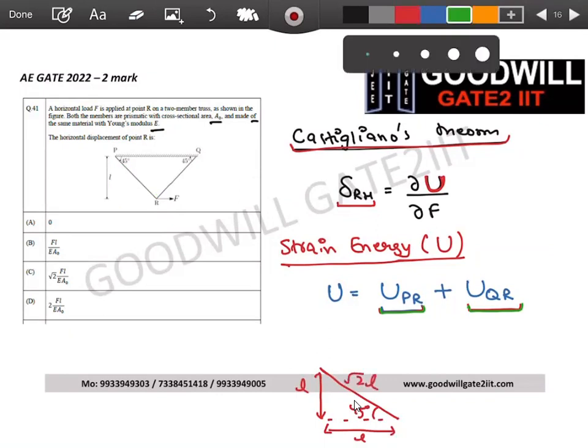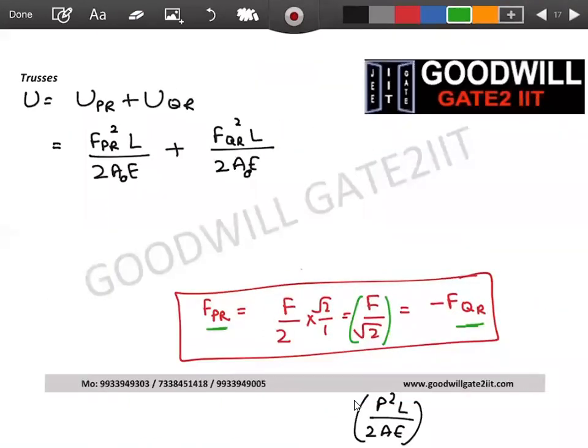Don't forget that you're calculating strain energy for this bar, PR. So the force acting in PR is P, and the length of that section is not capital L. So I'm writing it here: force acting in PR squared, length of this is root 2L, divided by 2 A naught E, plus force acting in QR whole square, length is root 2L, divided by 2 A naught into E.